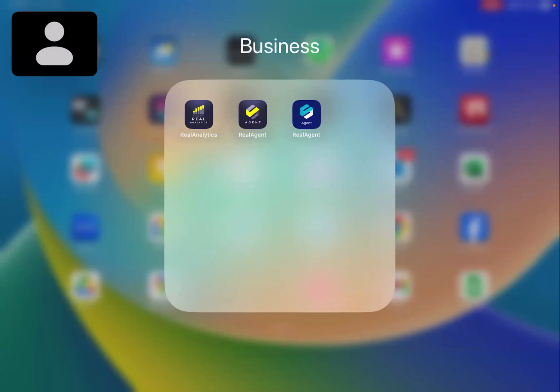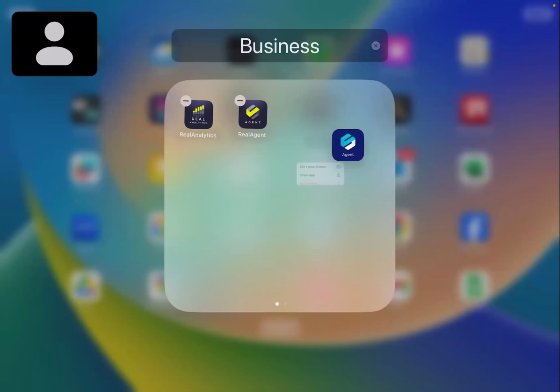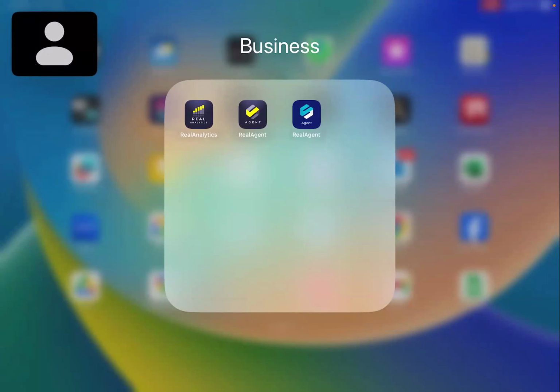Today I'm going to go through Real Agent and how you can use the app more efficiently, how to find transactions, how to do reports, and how to do analysis basically. So for Real Agent, the app that you need to download is this third app, the blue color one. The other two are the old versions of the app, already no more in use.